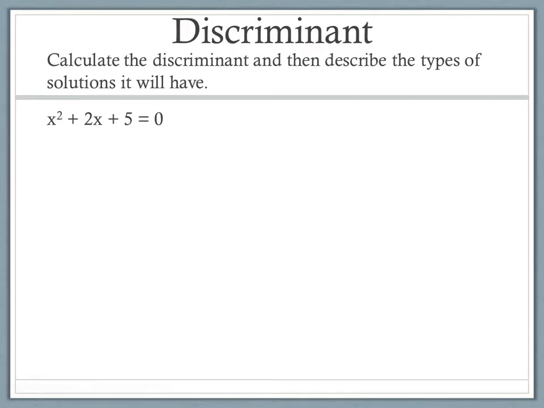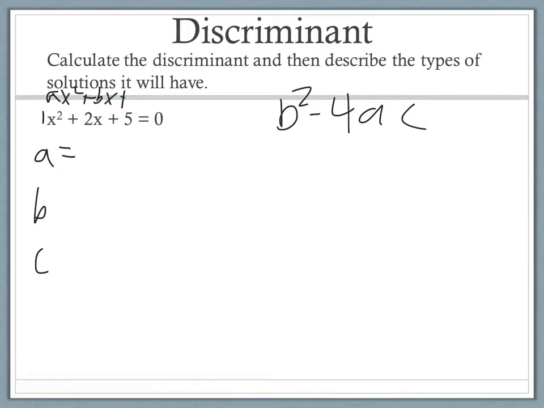Remember, our discriminant is b squared minus 4ac. So I'd like to go ahead and just write my a, my b, and my c. My a, well, what's in front of that x squared? Remember, this is ax squared plus bx plus c. So a is 1, b is 2, and c is 5. Signs do matter, so make sure you're paying attention to positives and negatives.